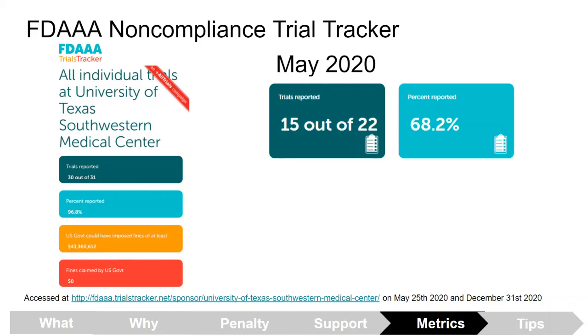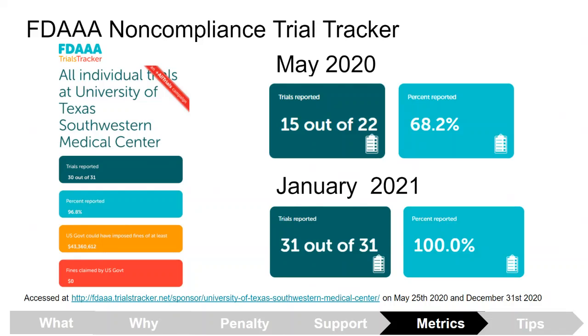According to the FDAAA non-compliance trial tracker website, our compliance rate proportion was 68.2% in May. This website takes data from the public CT.gov interface, so this is exactly what the public sees in terms of our compliance. In January, just last week, we are 100% compliant. Thank you everyone for working really hard to make this happen.